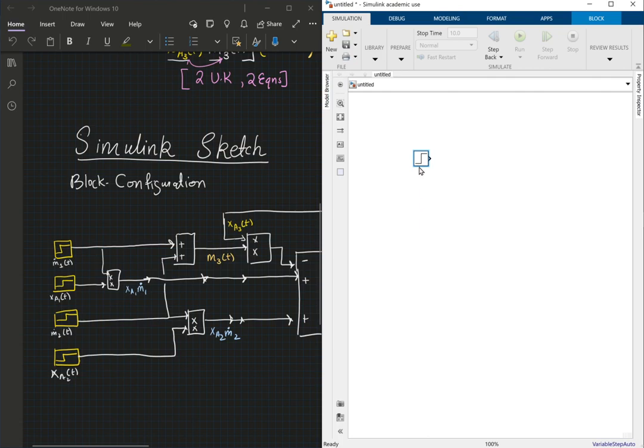So I'm gonna have three of these. Okay, so if I right click and drag, it copies them. All right, first one is gonna be M1, followed by XA1, followed by M2, and as you guys can probably guess, XA2.